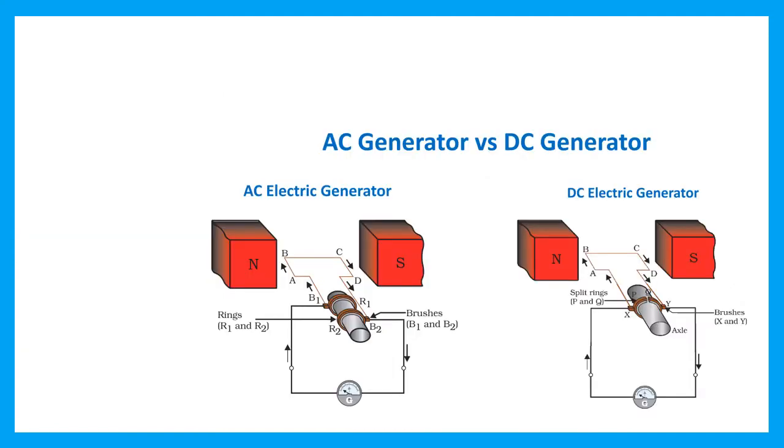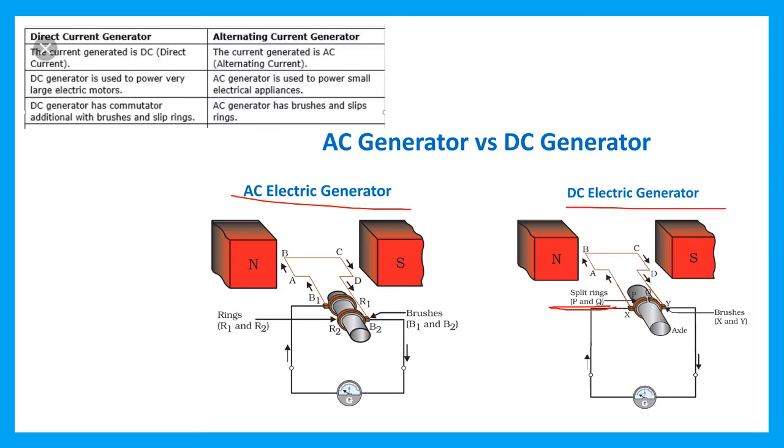Here is the picture of an AC generator and a DC generator. You can see there is only a slight difference, that is the split ring P and Q commutator. Only this difference is there between the DC electric generator and the AC electric generator. In the AC electric generator, a split ring commutator is not used, while in the DC electric generator it is used.